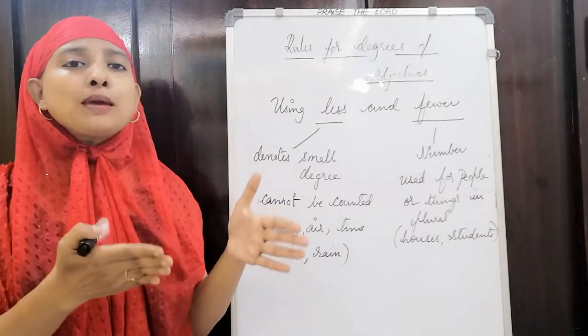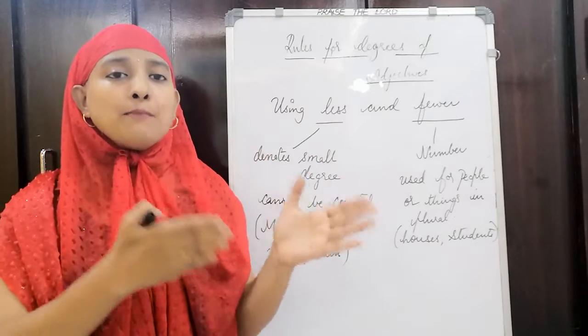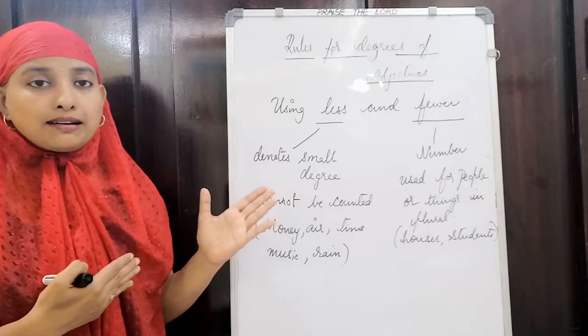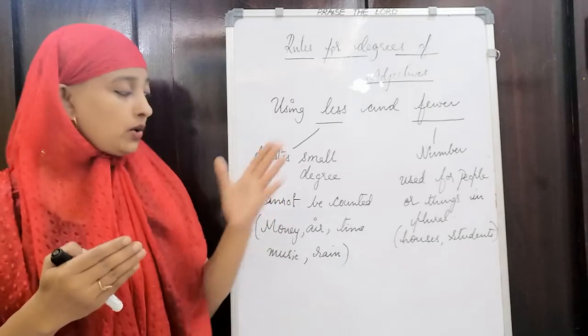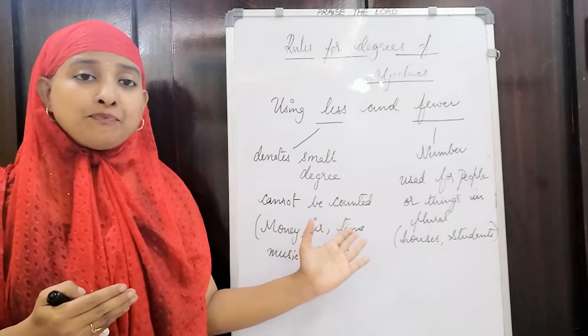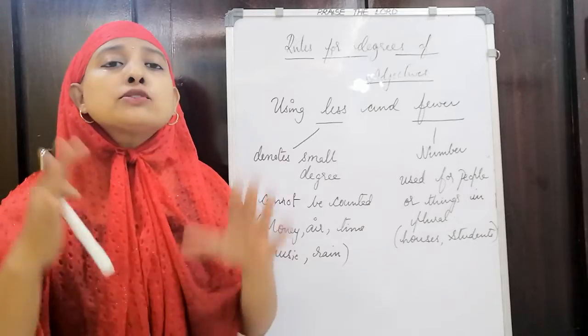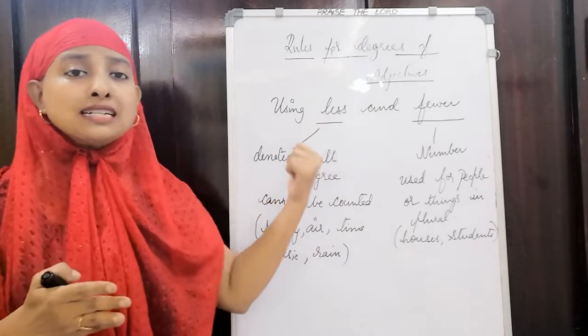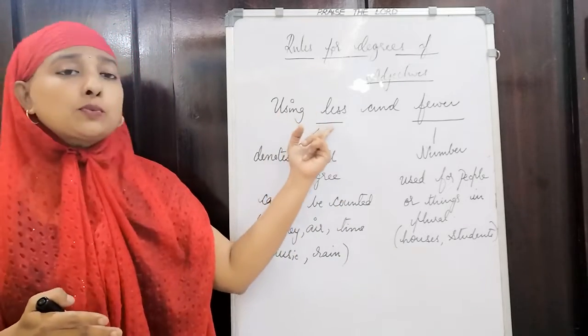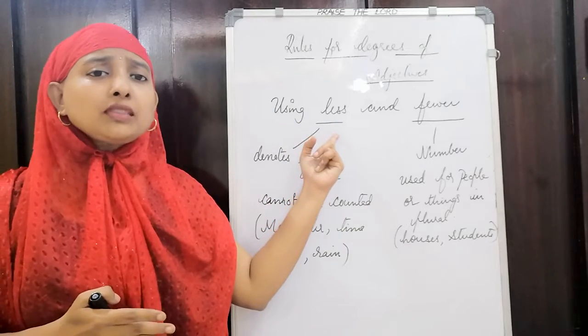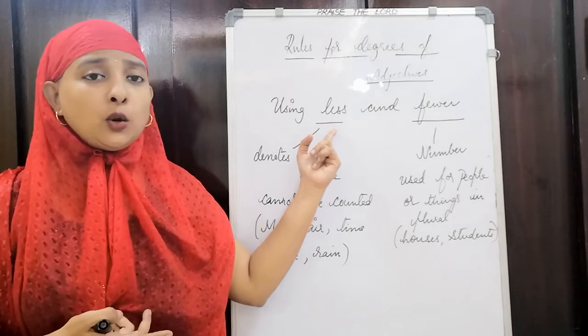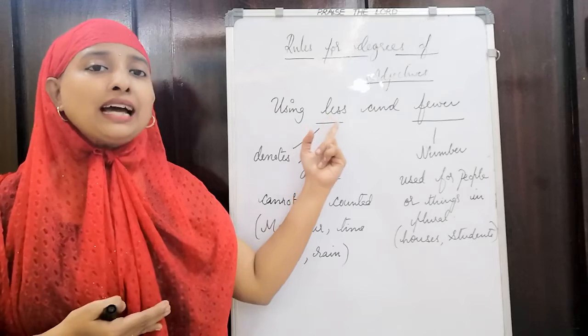In simple terms, we won't be able to count it like one money, two money and all. It is uncountable, right? Similarly, air, and time, when we want to count time. So all these things which are not countable will be expressed with the help of less, okay. So you'll be comparing with the help of less.